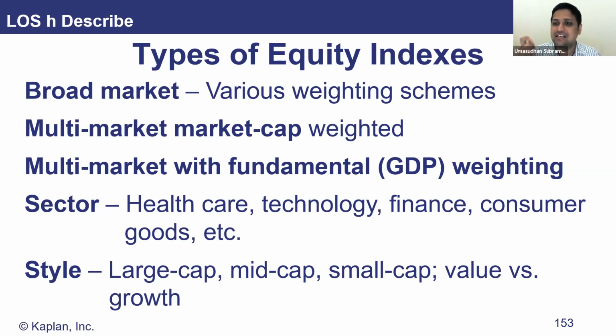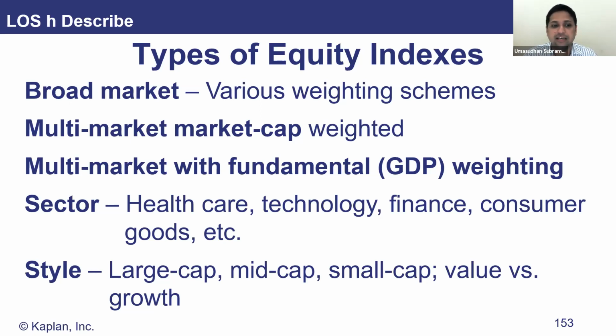And if you are going to assign weightage based on the market cap of those respective companies which you are adding into the index, that is multi-market market cap weighting. But when you say multi-market with fundamental GDP weighting, the country weighting in your multi-market index will depend on the country's GDP. So which countries are going to have higher weightage in a multi-market fundamental weighting index? The countries with high GDPs are going to have a higher weightage.